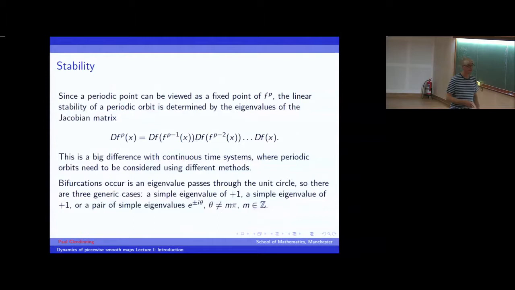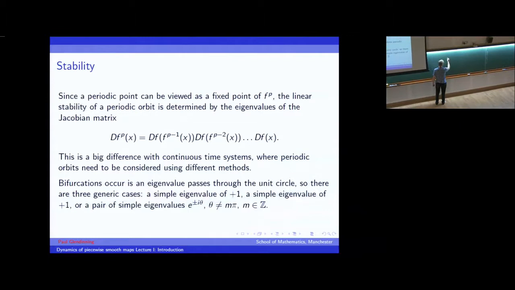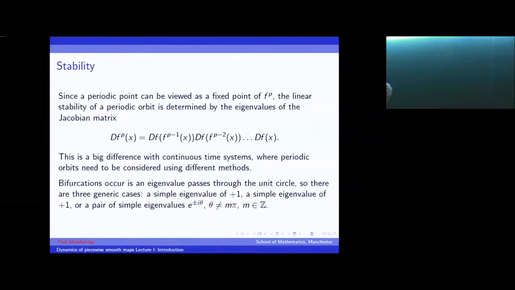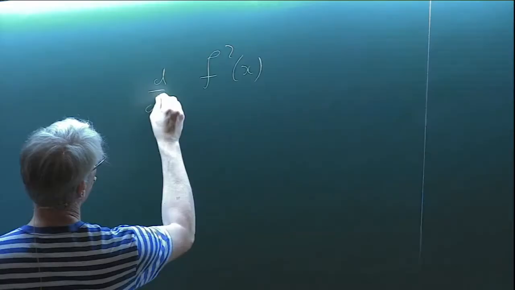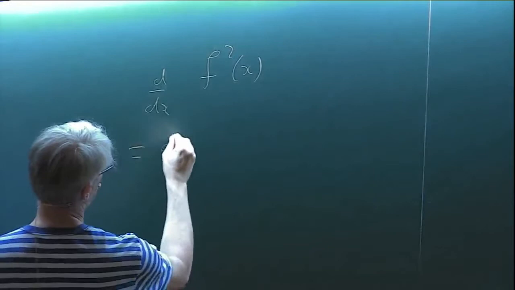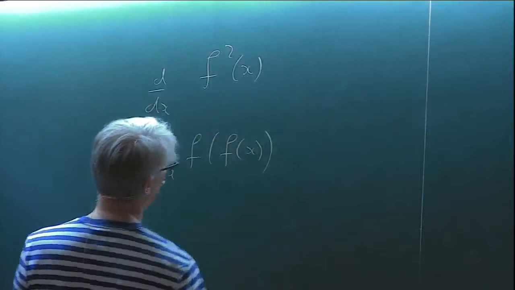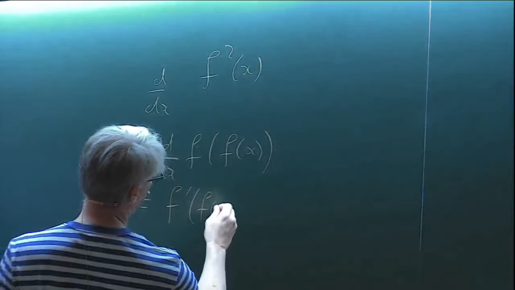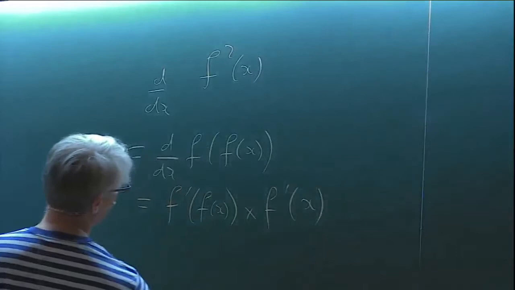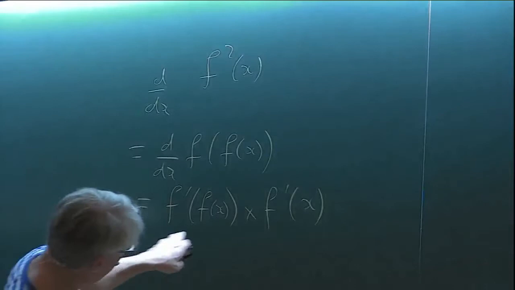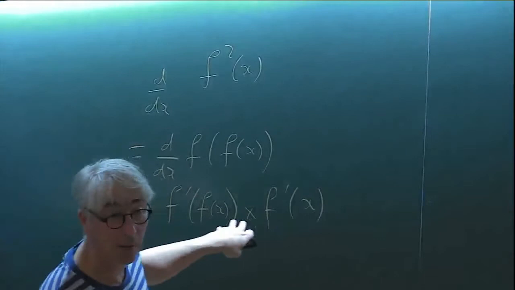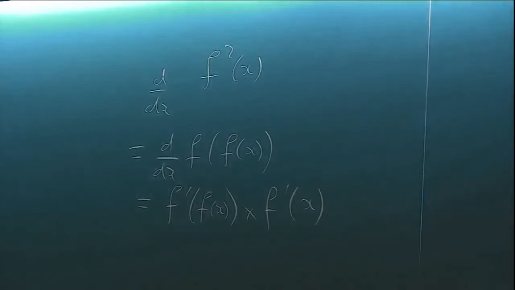Suppose I'm interested in f squared of x, and I want the derivative of f squared of x. Well, d by dx of that is d by dx of f. That's just the definition, which is the derivative of the first evaluated at the second point, times the derivative of the thing inside the bracket. And by induction, the derivative for f to the n is just multiplying the n derivatives along the line. Okay. And that's a really important little result.